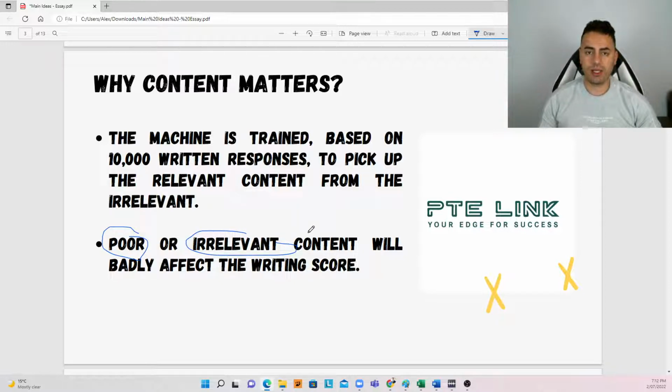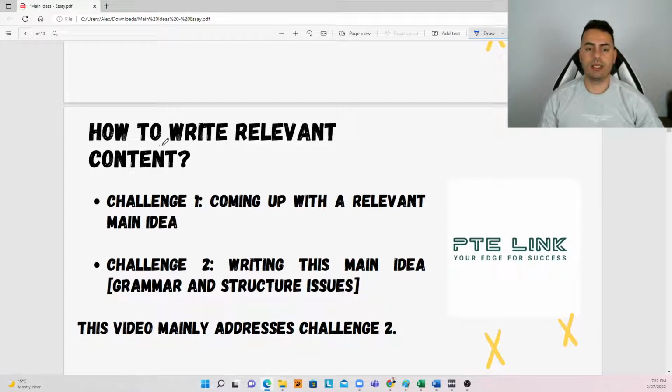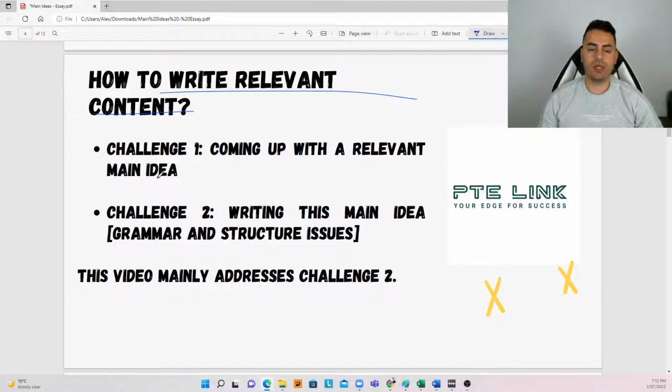So let's make it very clear. We are looking at some relevant ideas. The ideas don't have to be very complex or sophisticated, just very simple ideas. I would say 2 to 4 ideas are more than enough. So, how to write relevant content? The main challenge students face is to write the idea itself or to come up with the idea itself. So I would say we have 2 challenges.